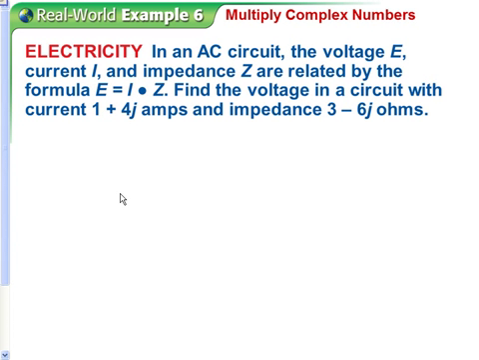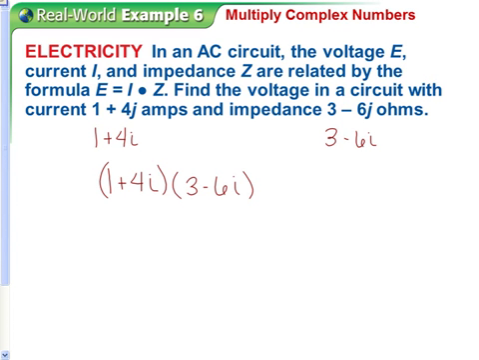When we're working with this, if you're more comfortable with it, just change this to 1 plus 4i and then 3 minus 6i. All right, and so we need to find the voltage, and they say that we can find the voltage by multiplying the current by the impedance. So we're just going to multiply those two together, and when we're multiplying two groups, we have to put them in parentheses. And then we're just going to FOIL this.